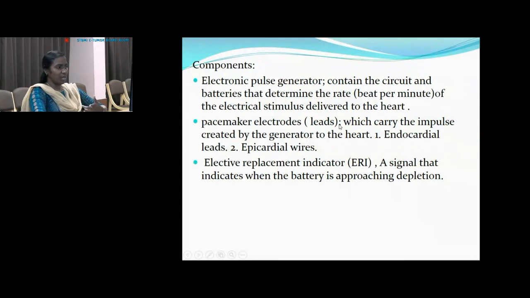It contains two leads, endocardial as well as epicardial. And the next one is the electric replacement indicator, that is the battery, which gives a signal when it is approaching depletion.